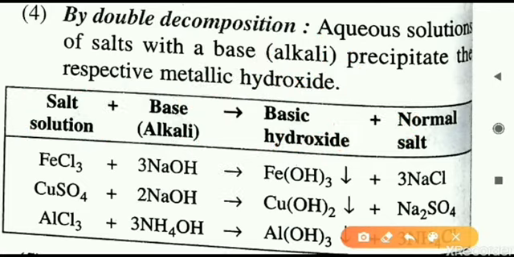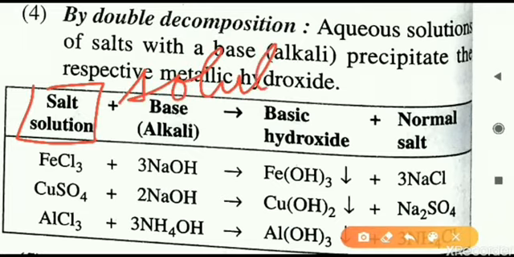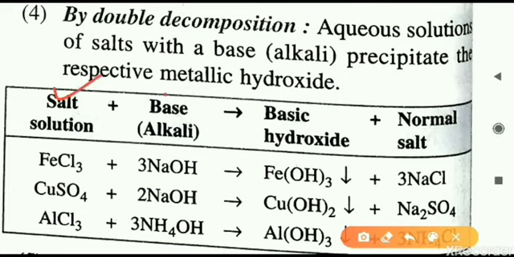But here you have to take note that for the preparation of the base in this reaction, the salt we are using is a salt solution. That means the salt which is soluble. So in other words, what we are using in this reaction is a soluble salt and an alkali, that is a soluble base. So both should be soluble. What we will get as a result is a basic hydroxide and a normal salt. The equation you will see is given here. One example we will read, that is a soluble salt. What are soluble salts?